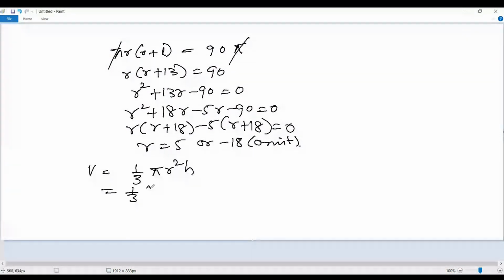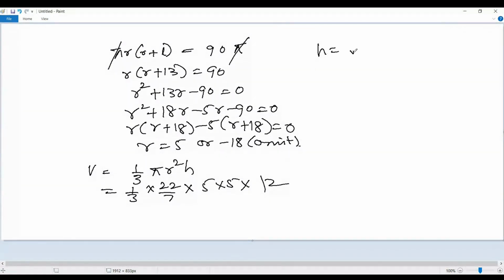Volume equal to 1/3 pi r squared h, 1 by 3, 22 by 7, 5 into 5. What is the height? 12, ma'am. 13, ma'am. L is 13, the slant height is 13. Let us check the question. They have not given h. We have to calculate h.